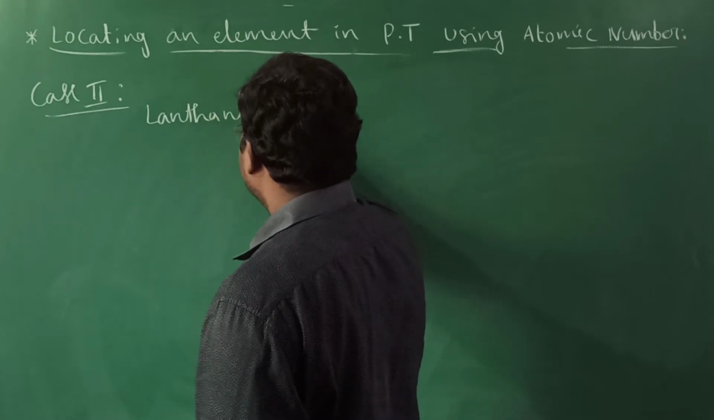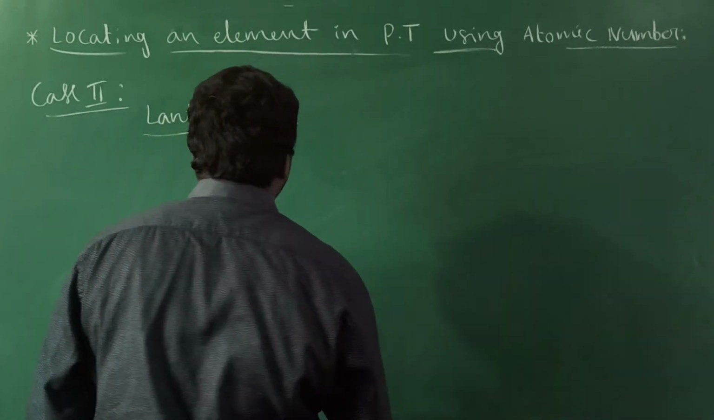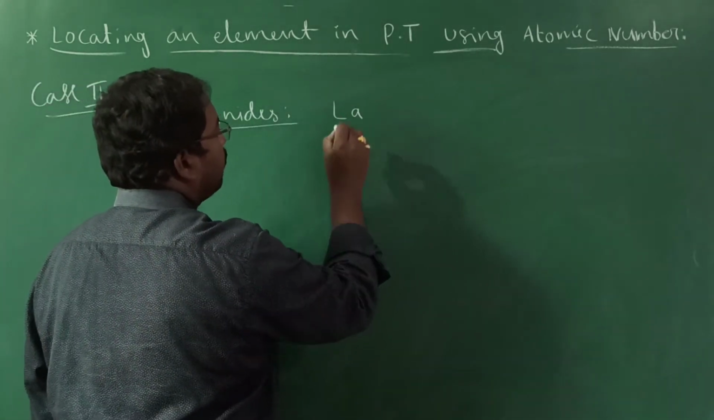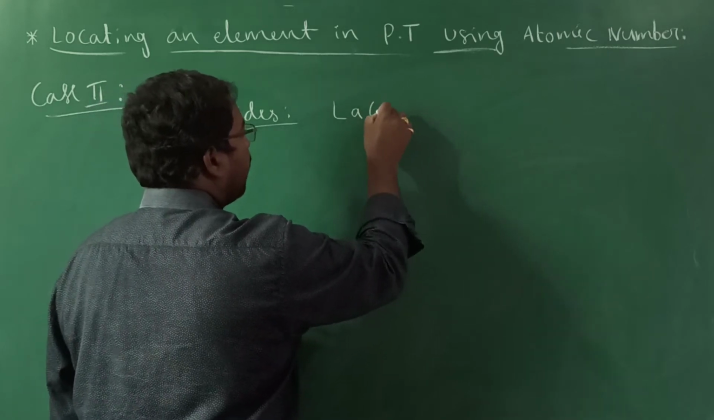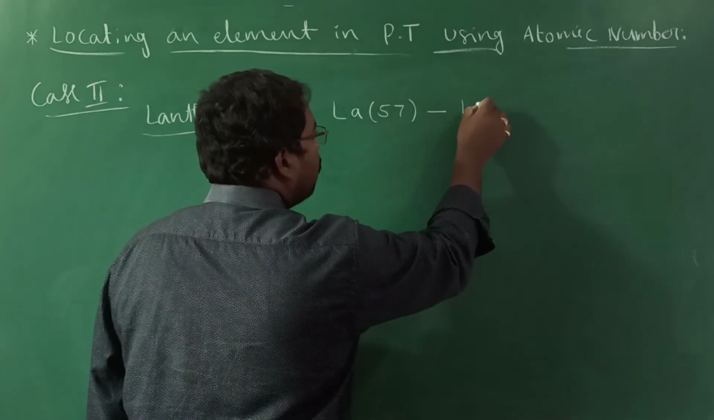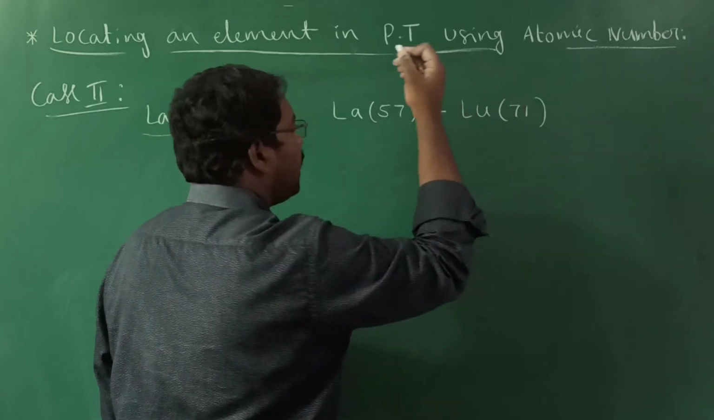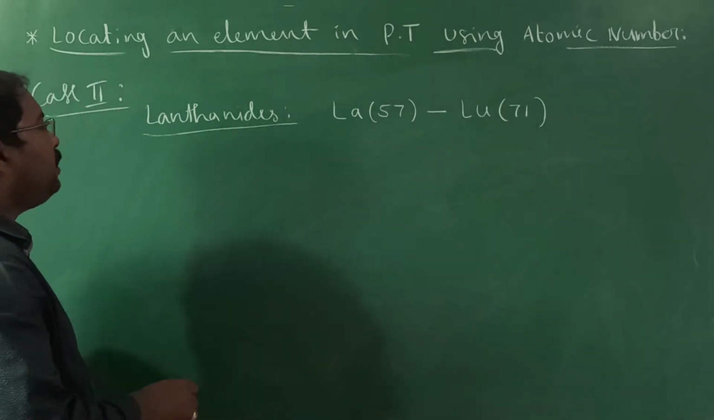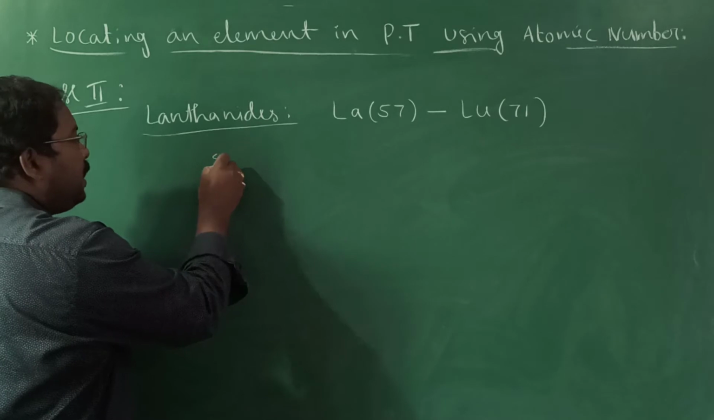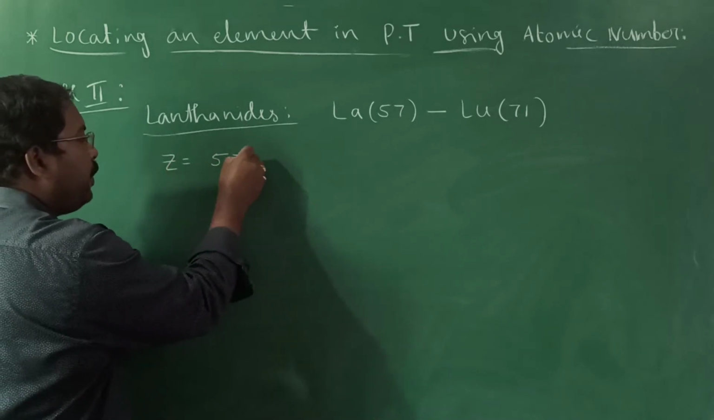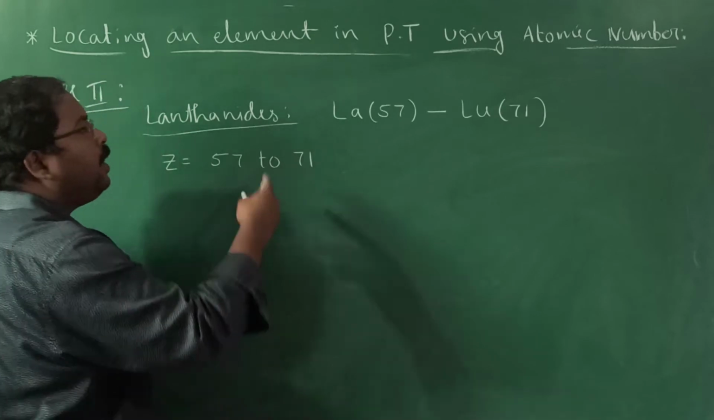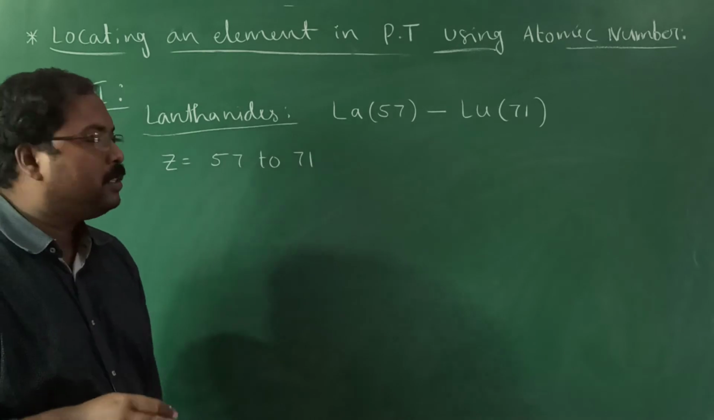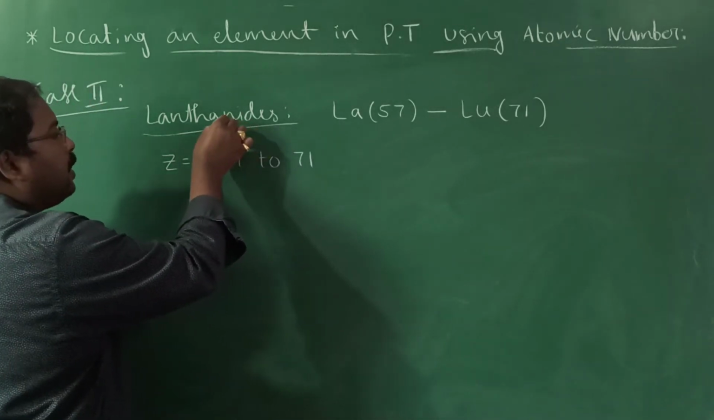All lanthanoids. Lanthanoids means the elements that follow lanthanum onwards. The atomic number of lanthanum is 57. They are present up to lutetium, whose atomic number is 71. So if the atomic number is from 57 to 71, there is no need of any trick or formula, because we know all these come under lanthanoids.